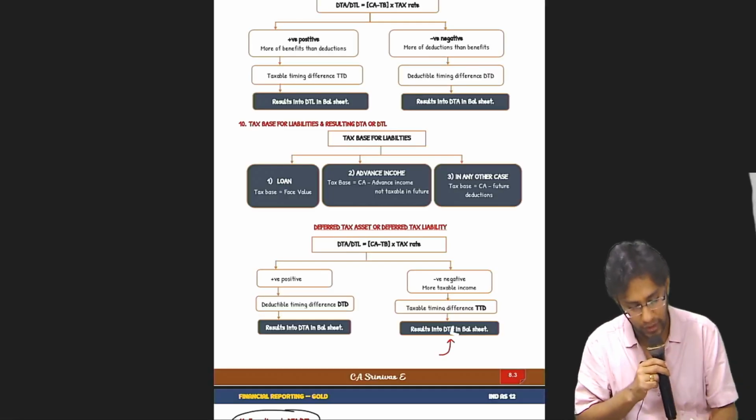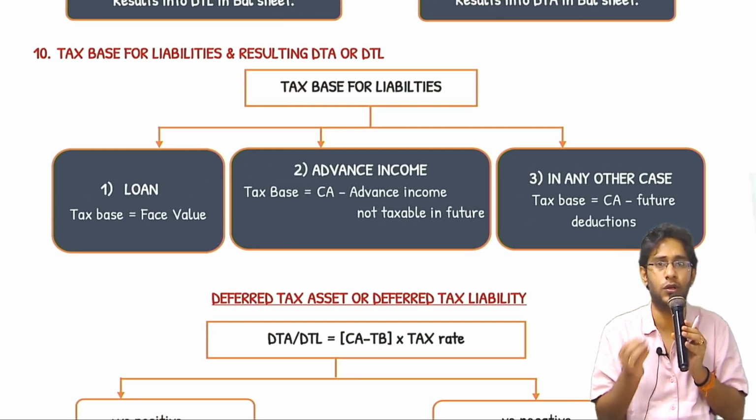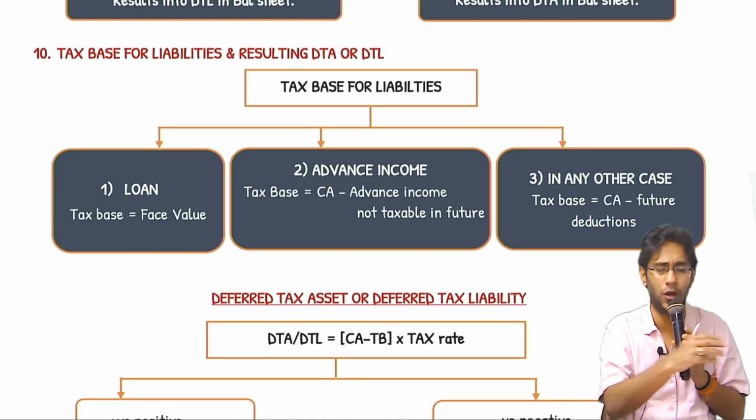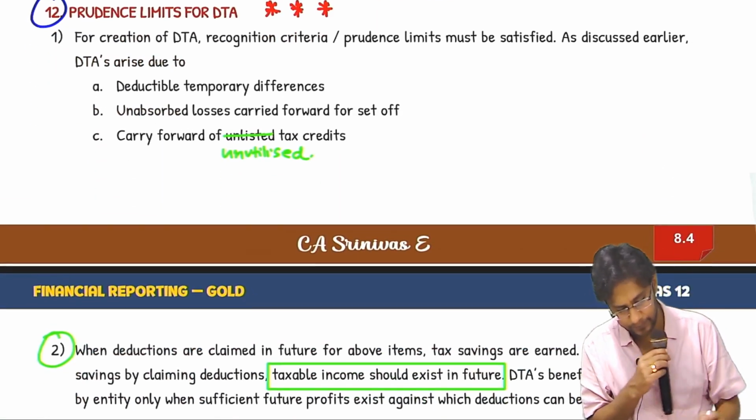Sir, with this we are done with the basic story of DTA and DTL: how to create, how much to create, and the tax base. Fine. Now there are issues. First thing, come to 8.4.